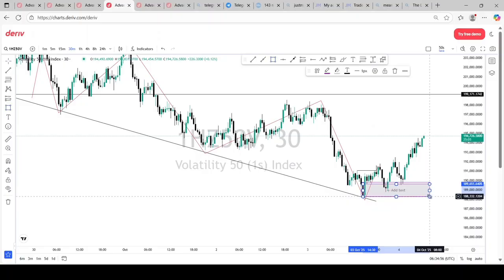I had to mark out this zone. All right, so all I needed to see was after the break of this structure, I needed to see price come back to that zone. All right, so price eventually did that. It broke this structure here and then came right back into that zone. All right, now after price comes into this zone, I'm not just going to rush into the trade.